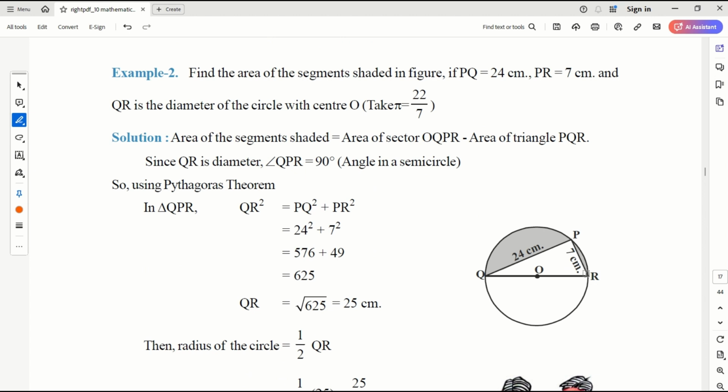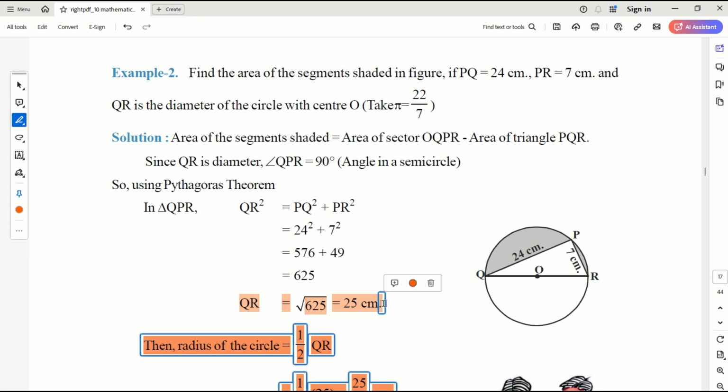7 centimeters. Okay. Now we know that this is the diameter, so it will subtend a right angle at P, correct? So this is a right angle triangle. So QR is nothing but the square root of 24 square minus 7 square. So you will get 25. Okay, QR is nothing but 25. This is what you will get.